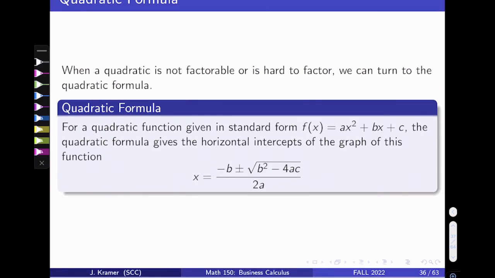It's important to note that if the discriminant, which is the quantity underneath the radical, is less than 0, there will be no real horizontal intercepts.